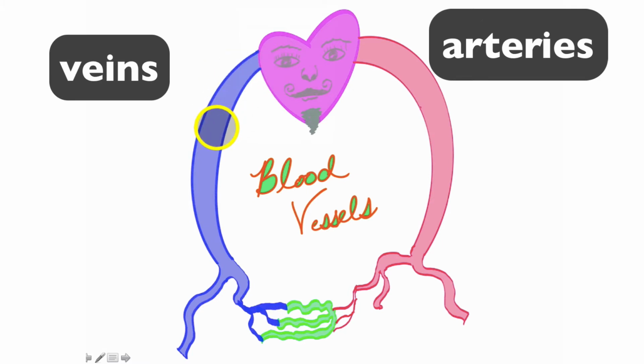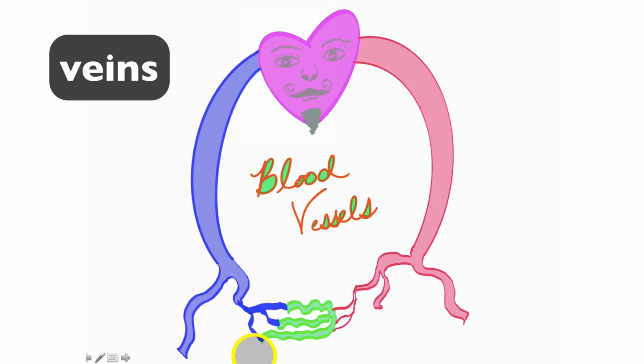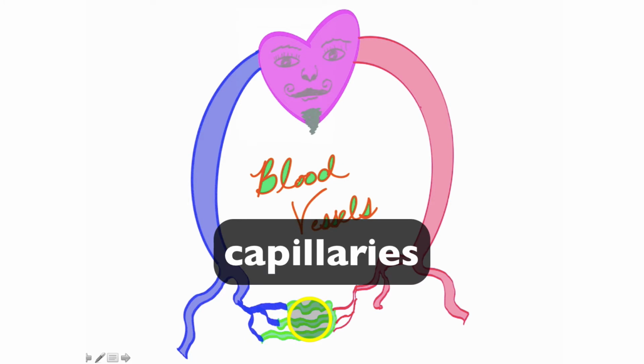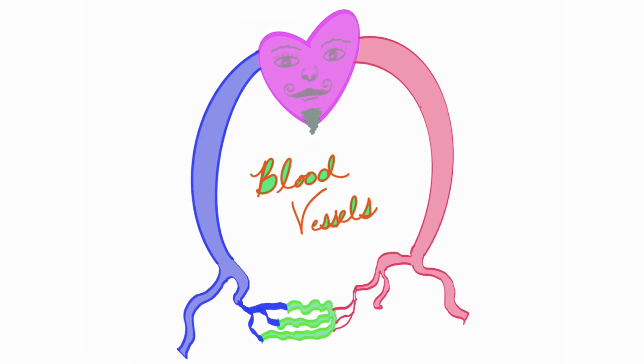Between veins and arteries, we find capillary beds, and that is where exchange of nutrients and gases and waste products occur. When I say exchange, I'm suggesting exchange between the circulatory system, between the blood vessels, and the tissue that those blood vessels are traveling through.